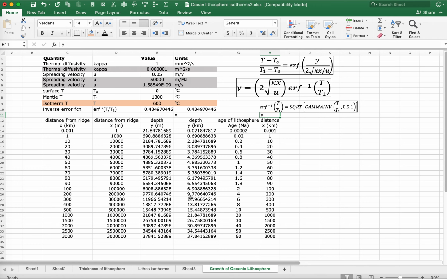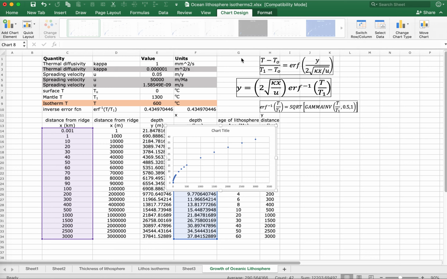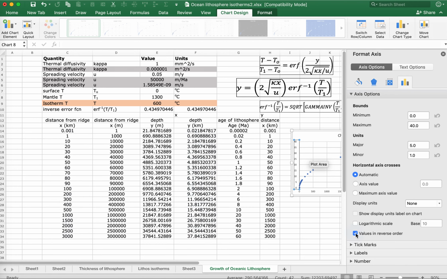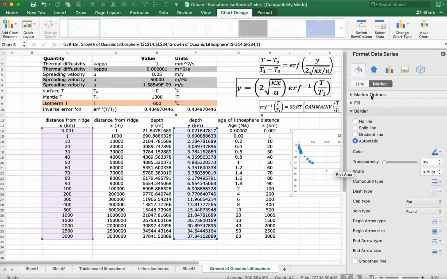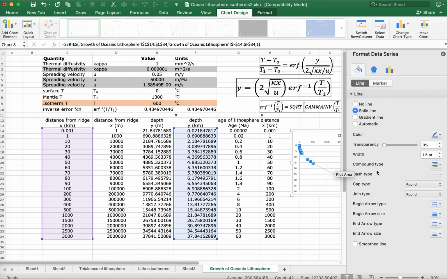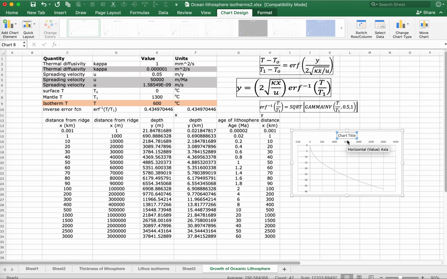So if we want depth on the y-axis, it looks like we should probably take the depth over here, kilometers versus kilometers. I didn't need to make that copy over there. And we will insert an XY chart, and on this vertical axis, we'll put the values in reverse order, and we will select the dots. The dots make it look like data, but we don't really have data. This is a model. So for the marker, we'll have none, and then for the line, we'll take a solid line and make it a smooth line in case our intervals give it some kind of bumpiness.